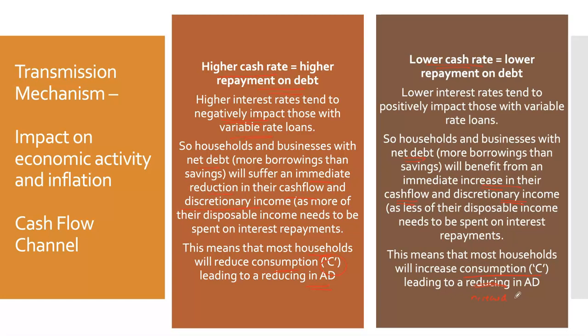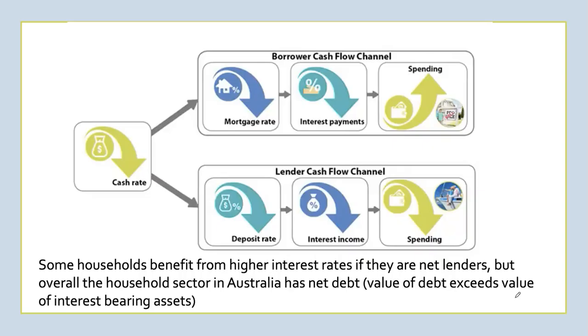So again, lower cash rate, less money spent on interest, more cash in households and businesses to spend as they wish, increasing consumption and maybe even investment. And you can see here, again, the flow on here. If the cash rate goes down, we're going to have lower mortgage rates, lower repayments, and hence people are happy to spend a little bit more.